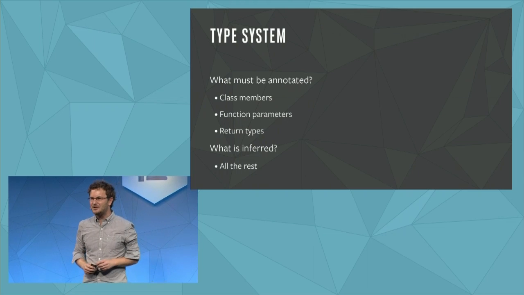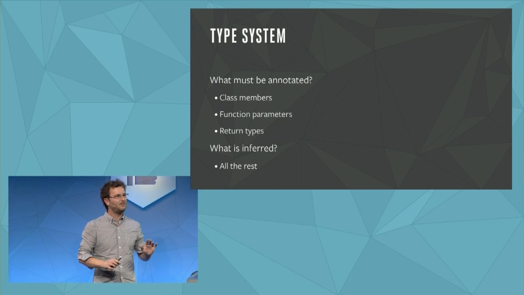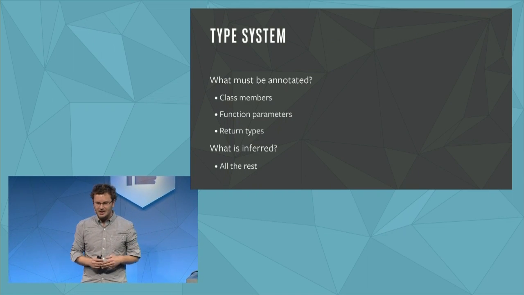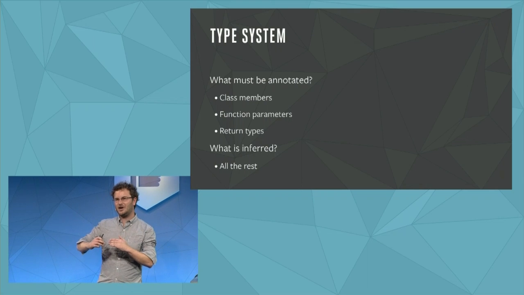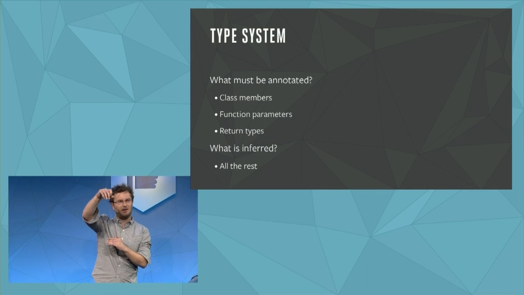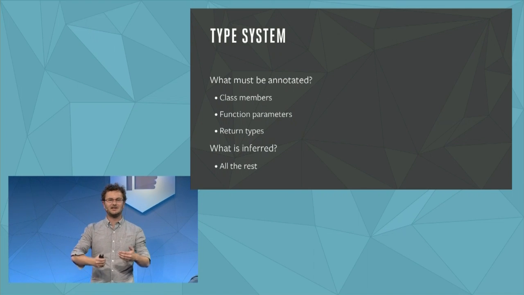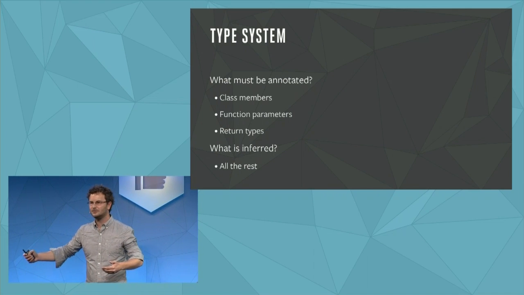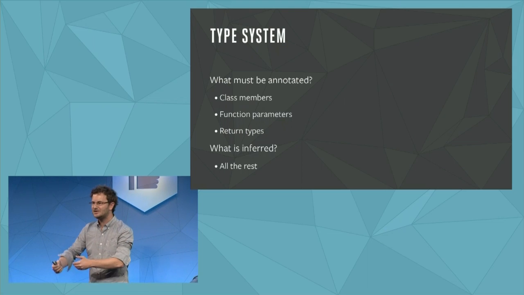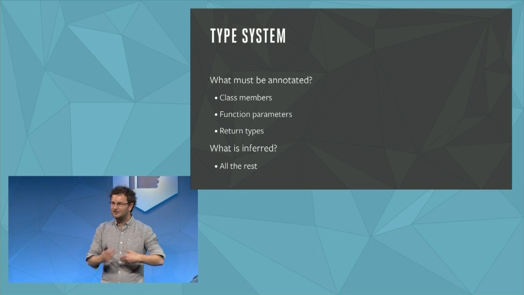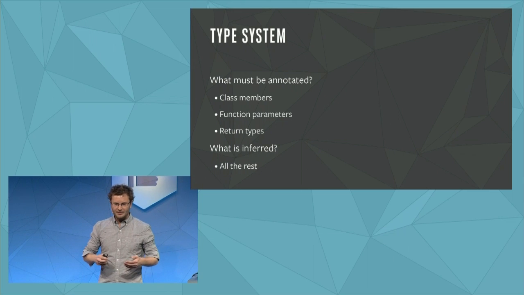So what must be annotated? Because this is a bit different from what you guys are probably used to. All you have to annotate, in a nutshell, are the parameters and the return type. And all the rest is inferred, right? So what that means is that you don't have to write int x equals 0. You just write $x equals 0, and the int part is inferred. It's guessed by the type checker. Now, that's kind of interesting, but I'll get to that later.